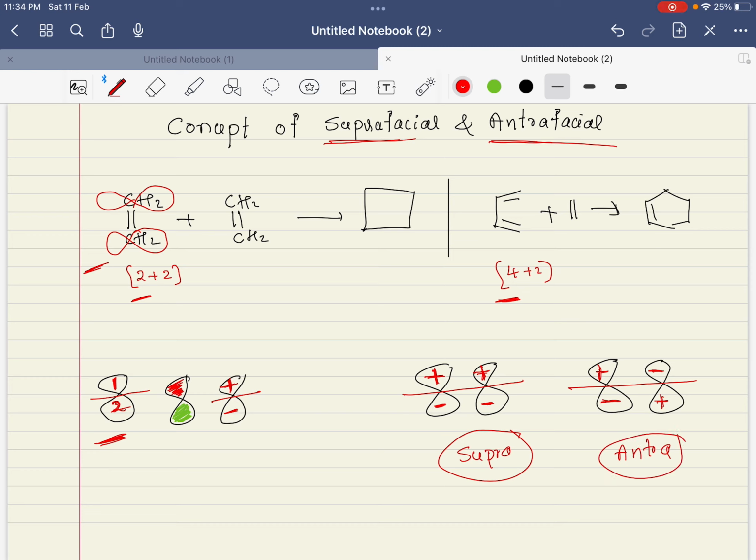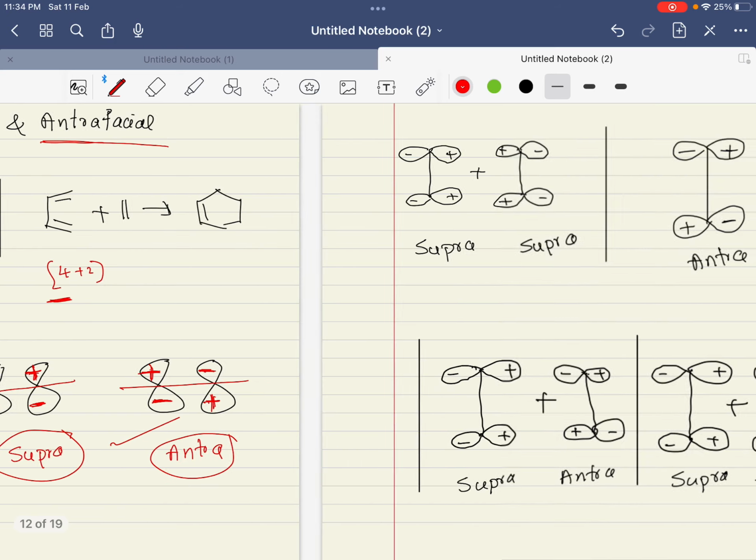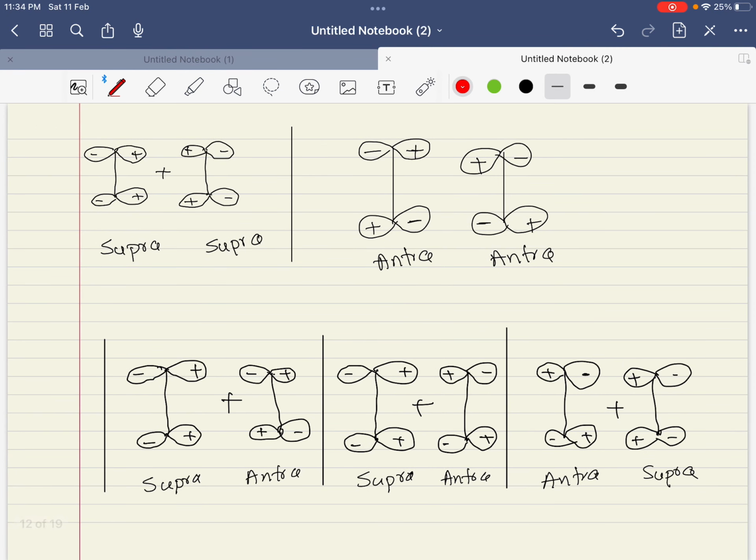if this is the combination, that is called as what? Antara. Remember, supra means both positives are above or both the negatives are below. This is called supra. Antara means one above is positive and another one is negative, below one is negative and another one is positive. If this is the combination, it is called antara. I have written many combinations here. Look here. This is positive, this is positive. This is called supra. Second, this is positive and this is positive. It is called supra.